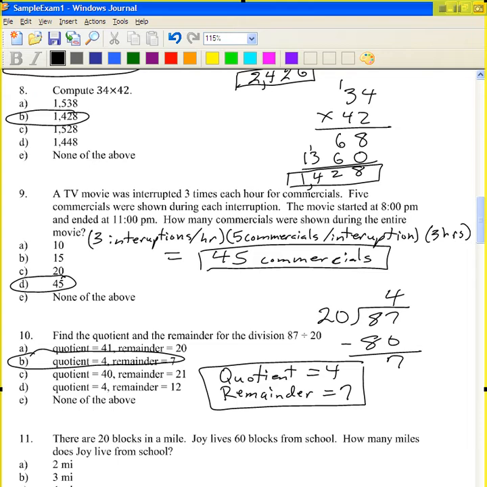Let me do problem number 11. There are 20 blocks in a mile. Joy lives 60 blocks from school. How many miles does Joy live from school? So there are 60 blocks from school, and there are 20 blocks in a mile. 60 divided by 20 is 3. So therefore, she lives 3 miles from school. And so B.